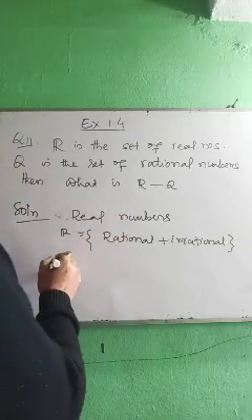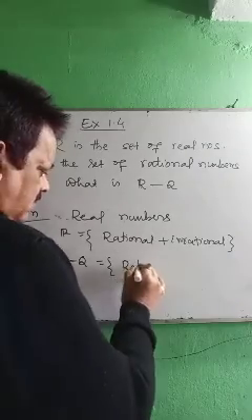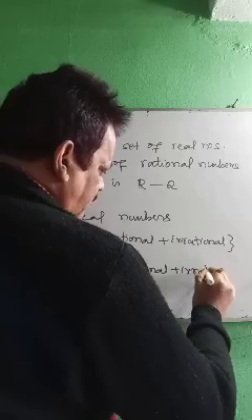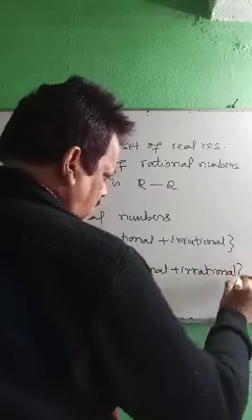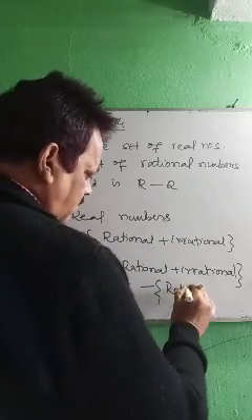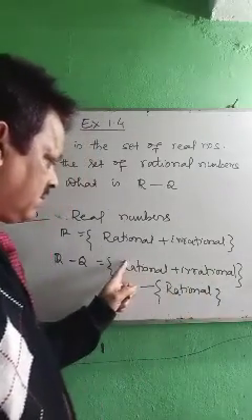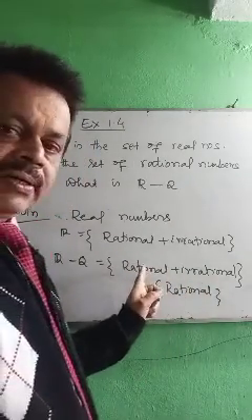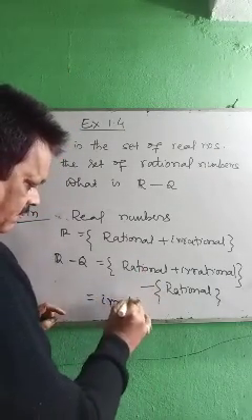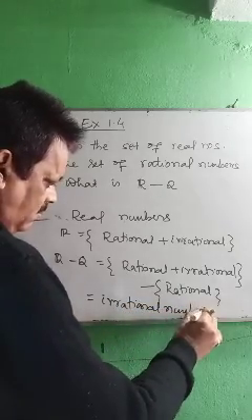So now R minus Q means what you get? Rational plus irrational, minus Q. Q means what? Rational. So take all those elements which are not here. That means rationals will not be taken from here. So that will be what? Irrational numbers. Okay.